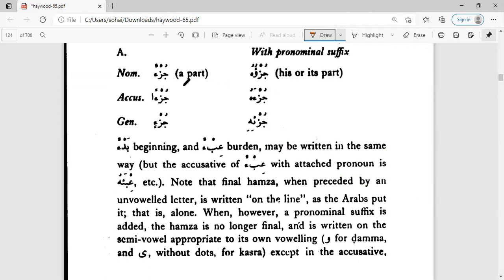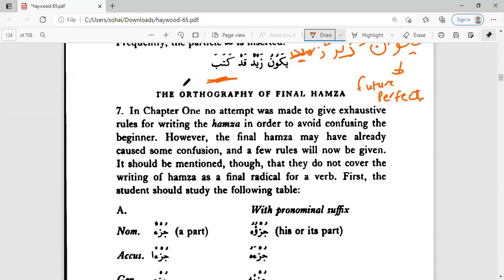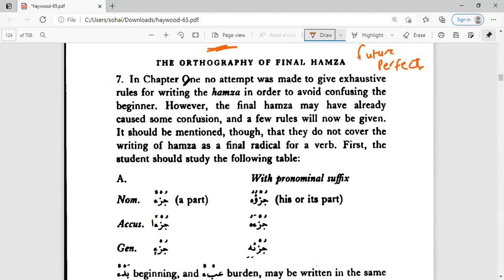Okay. So this next part is just telling you about the Hamza. It's about how to write Hamza.